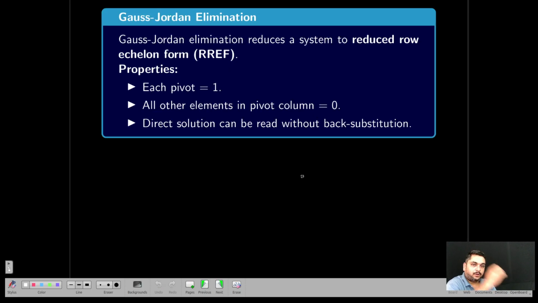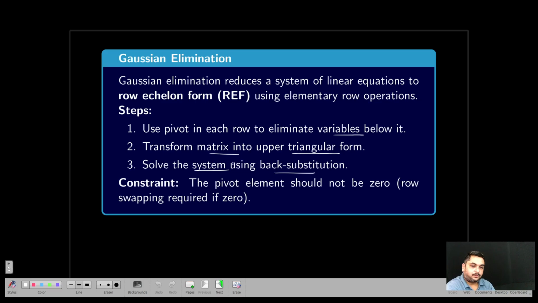Now we'll see what Gauss-Jordan elimination is. It's the same thing, only it is more strict than row echelon form, so it is called reduced row echelon form. The only thing here is you make each pivot element 1. So all the pivot elements should be 1, and all other elements in the pivot column should be equal to 0. So the direct solution can be found without back substitution. Here in this one I have to do the back substitution.